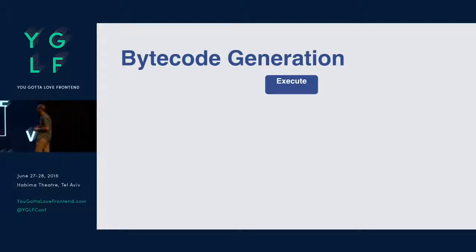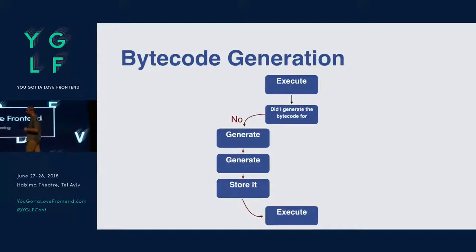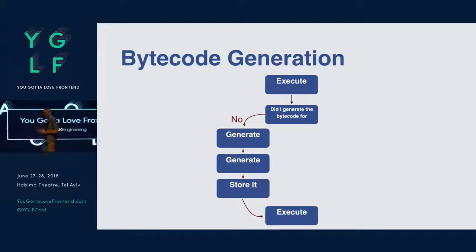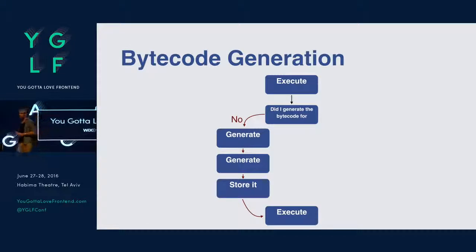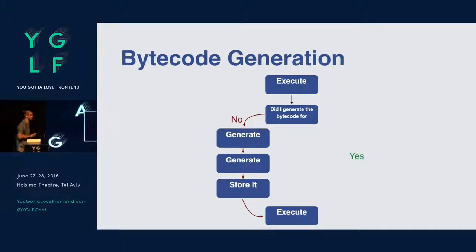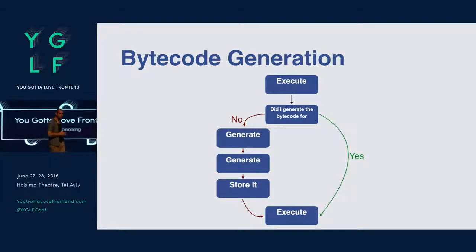If not, it will generate a syntax tree for that function, turn that syntax tree into a bytecode, and store the bytecode in cache. Then it will execute it. The next time you want to execute say hello, the virtual machine will check in its cache to see if it already generated the bytecode for this function, and then it will just execute it.